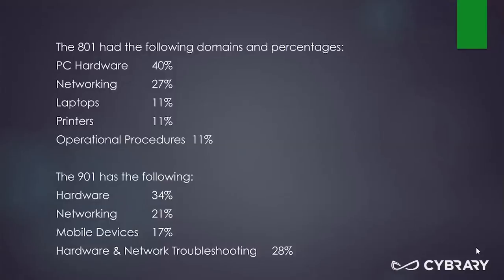Networking takes 21%, mobile devices 17%. Mobile devices are encompassing the tablets, the laptops, the smartphones, of course. And then hardware and network troubleshooting, 28%. You don't see a listing there for operational procedures. There are going to be questions about that spread throughout the exam. Same thing with printers. Printers will still be a part of the exam. They're just not a domain.